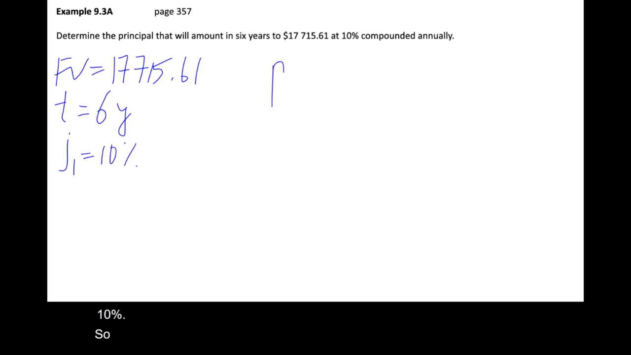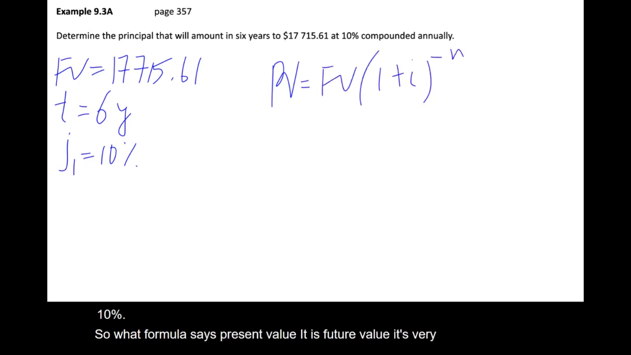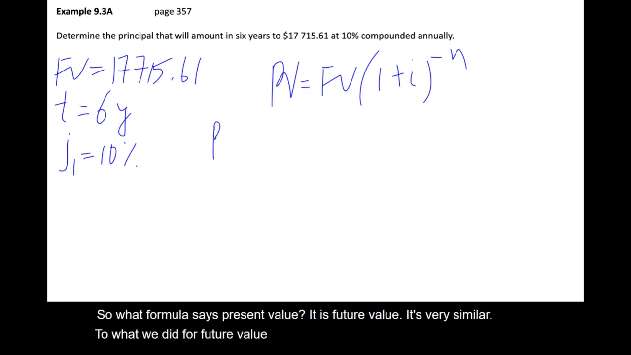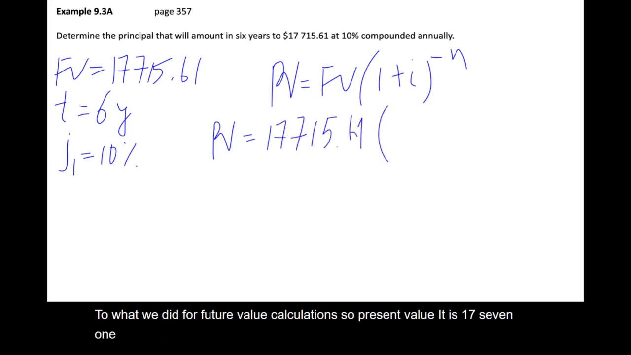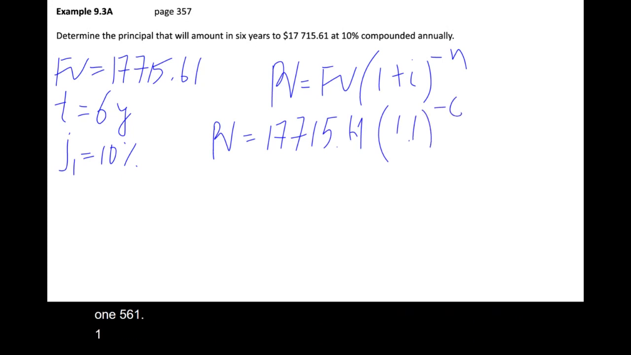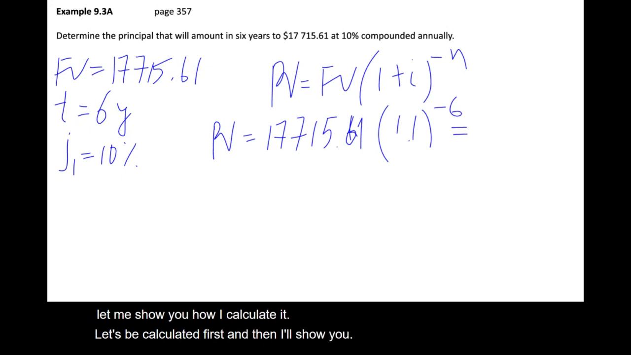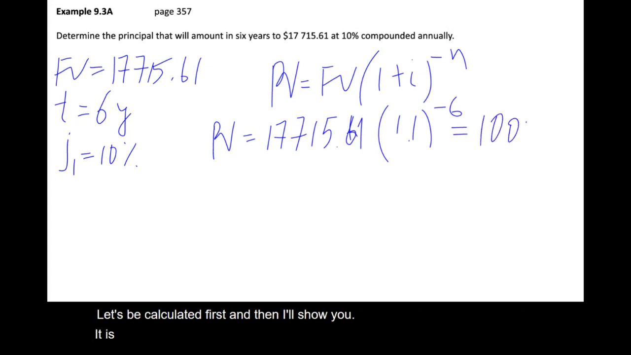So what formula do we use? Present value, since it is future value given. It's very similar to what we did for the future value calculation. So present value is 17,715.61 times 1.1 to the negative 6. Let me calculate first and then I'll show you. It is $10,000.